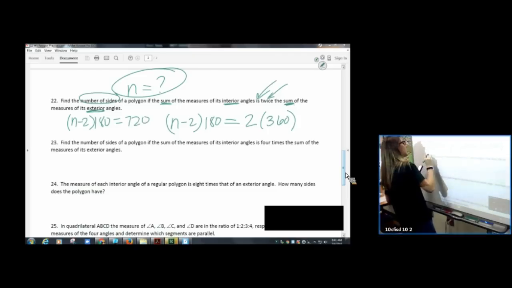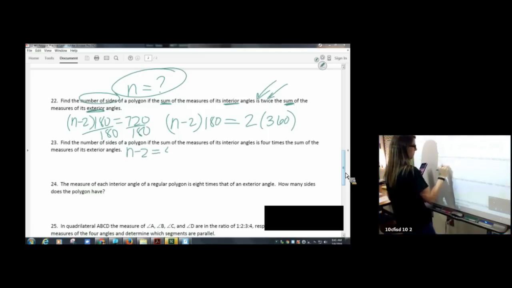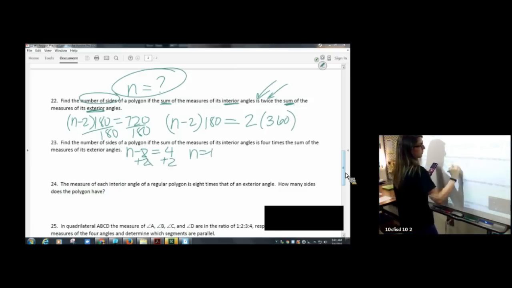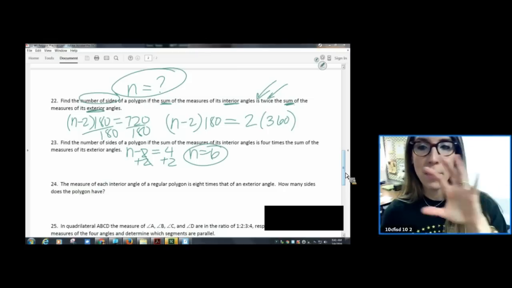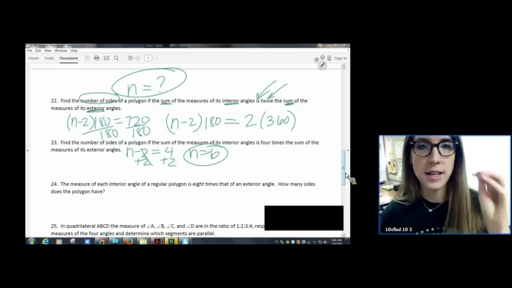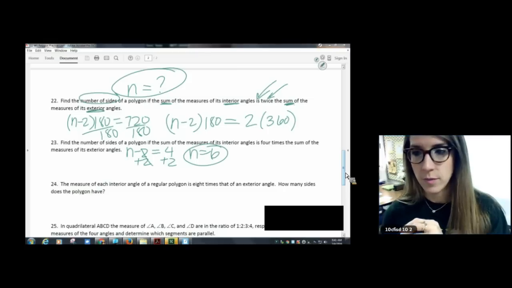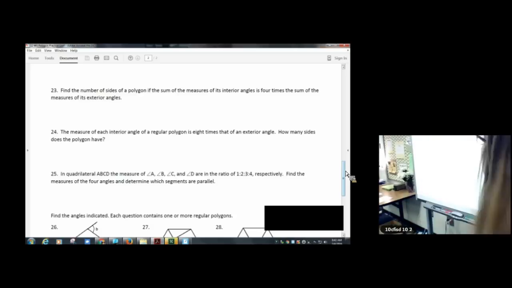And then it's a 2-step problem. Divide by 180 and add 2. See what I did there? The opposite of multiplying by 180 is dividing by 180. The opposite of minus 2 is plus 2, and n equals 6.